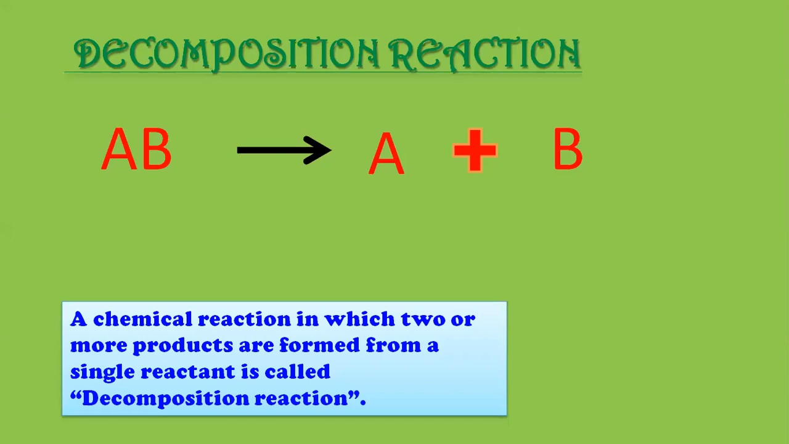What is the second type, my dear students? It is called decomposition reaction. A chemical reaction in which two or more products are formed from a single reactant is called decomposition reaction. What is it called? Decomposition reaction. Please everyone make a note. Type 2, decomposition reaction. Write the general equation.